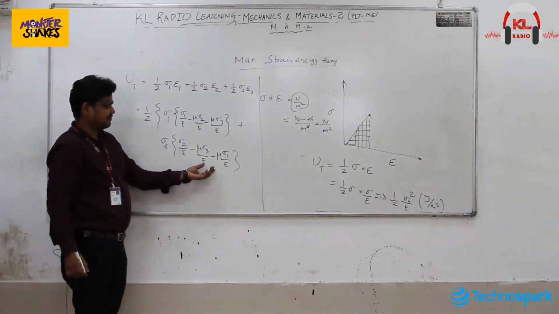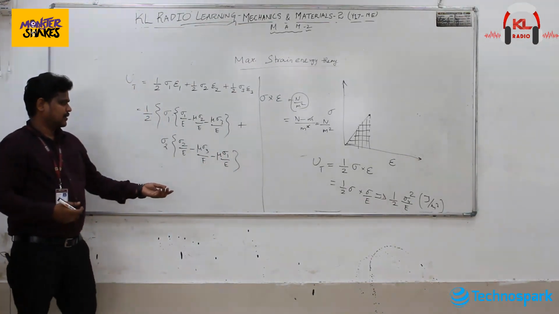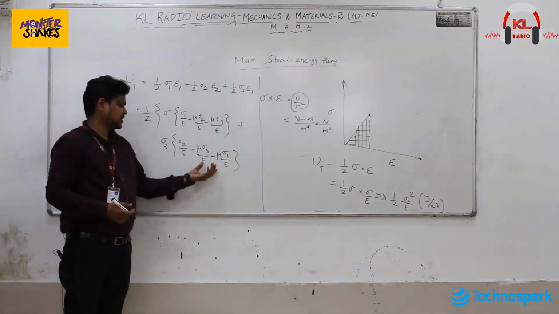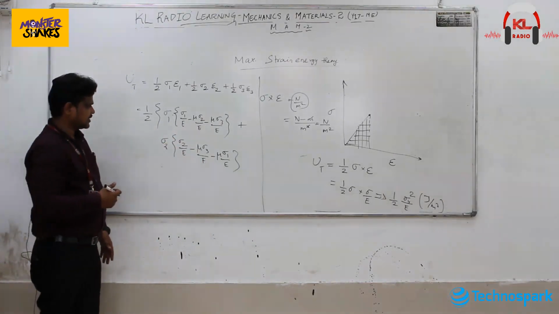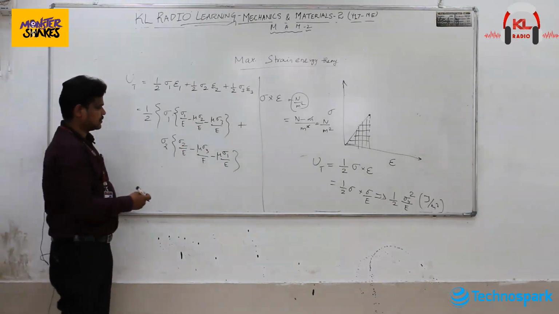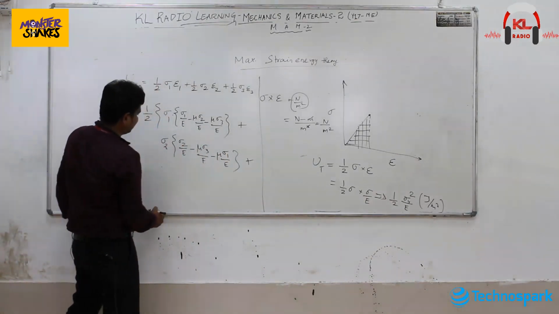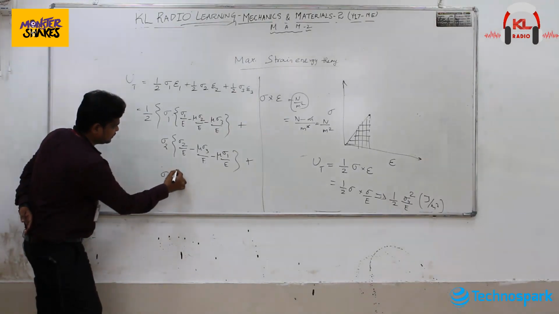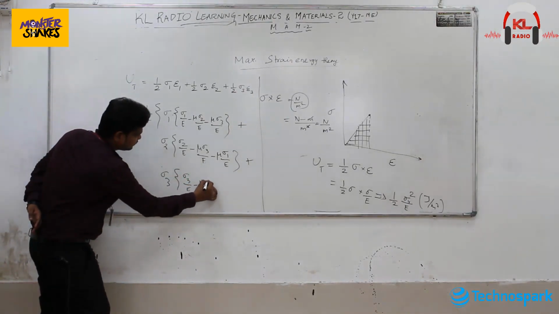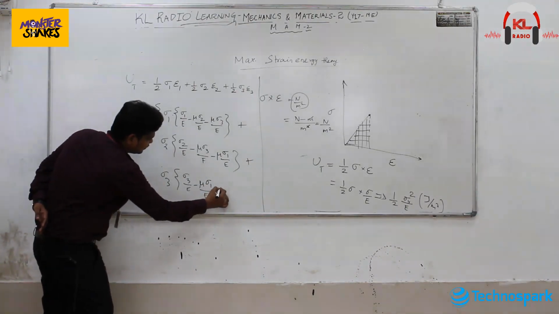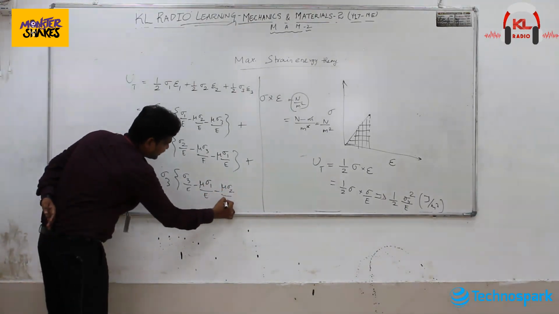This is the effect of lateral stress on the sigma 2 direction. That we discussed earlier in the session. So similarly, plus sigma 3 into sigma 3 by E minus mu sigma 1 by E minus mu sigma 2 by E.